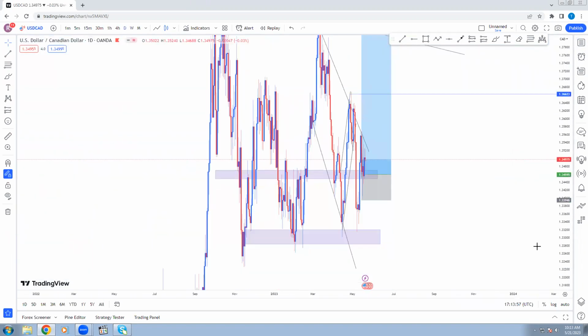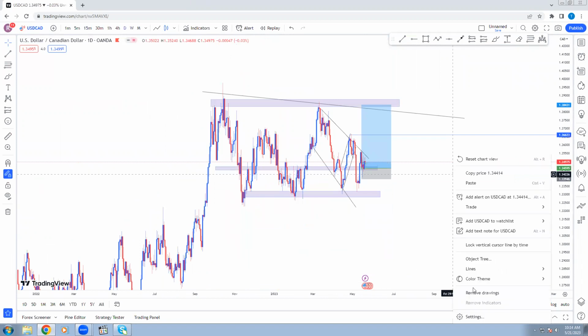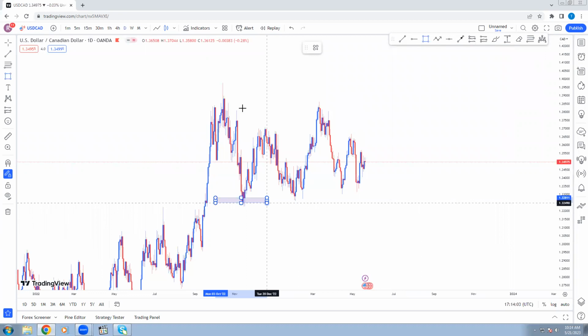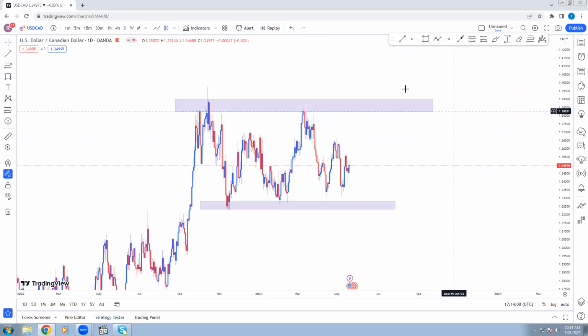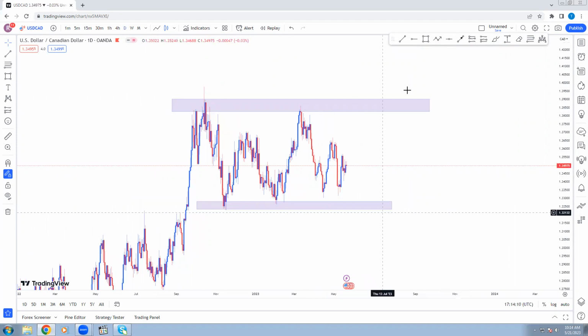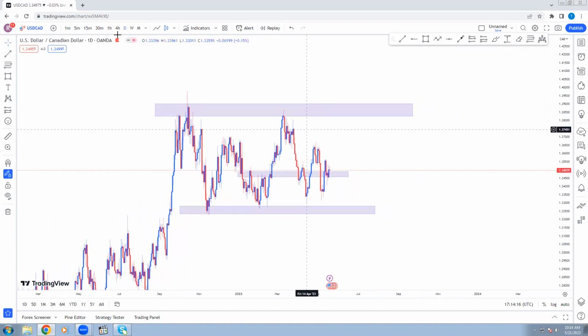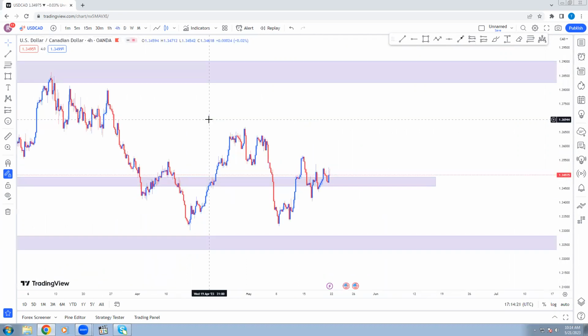I actually had this analysis here, so let me just explain it. So as you can see, we have this high, this low that has been retested for quite a long time. And we also have this resistance. So as you can see now, the market has been playing around these zones. We also have this zone, which is a very strong zone. So let's move to a 4-hour time frame and actually try to understand what is going on here.